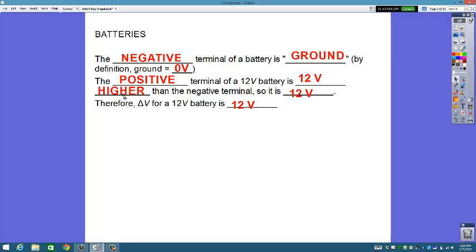Things always want to go from the higher to the lower. So they're always going to start on the terminal that has the higher amount of potential and end on the terminal that has the lower amount of potential. That works for everything. Generators, electrical outlets, they all work the exact same way.